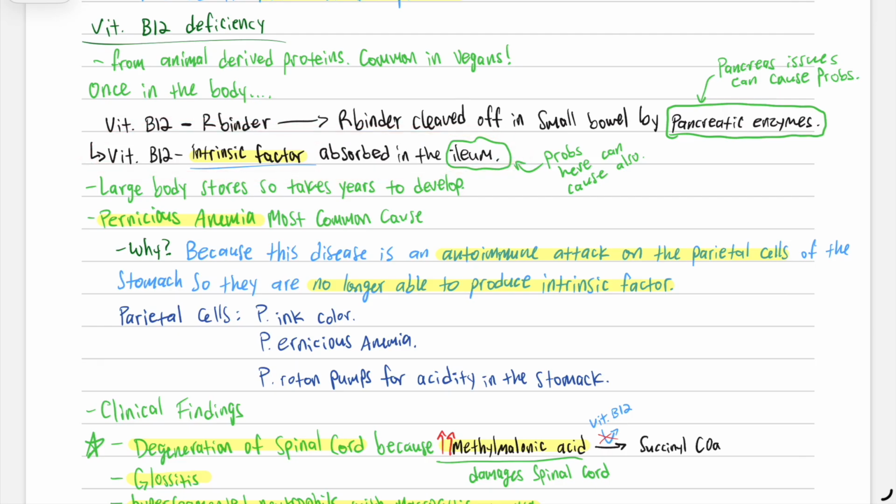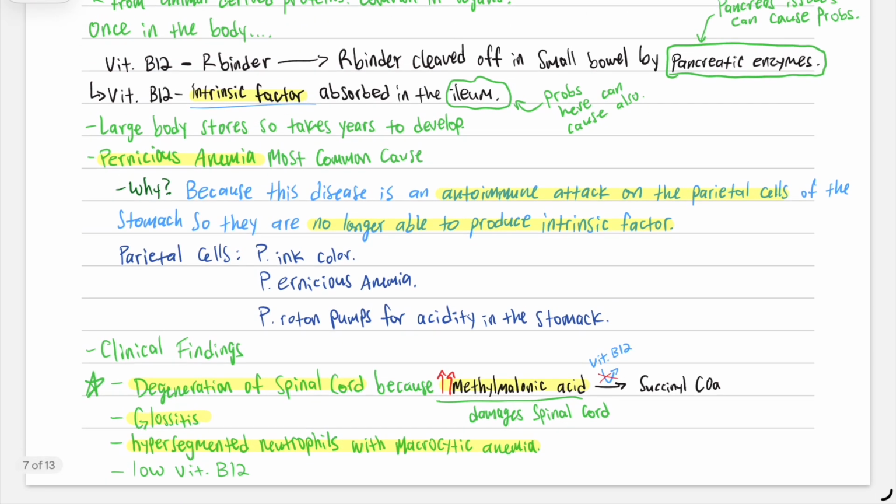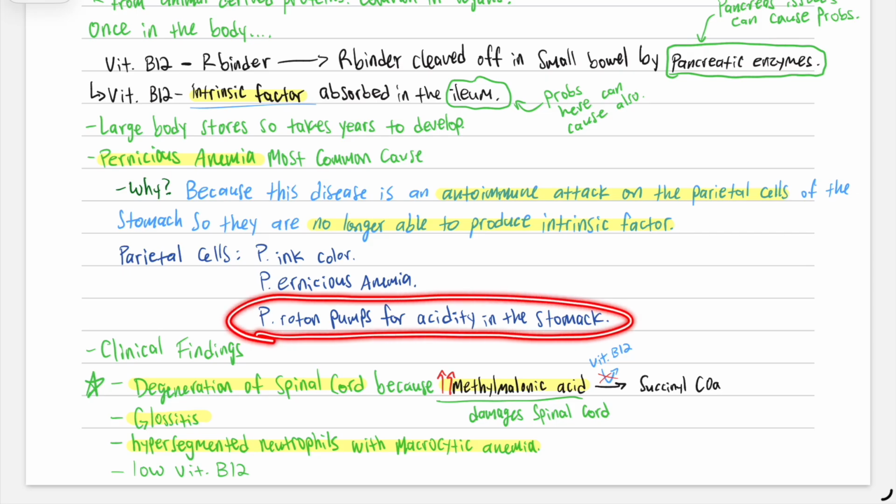And a quick mnemonic to remember what parietal cells do are the 3 P's. The first P stands for pink in color. The second stands for pernicious anemia, which we just talked about. And the third stands for proton pumps for acidity in the stomach.